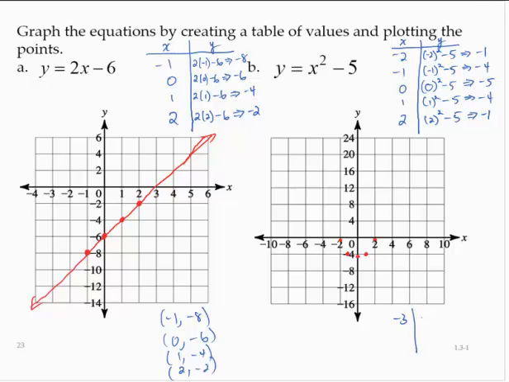If x was negative 3, we'd have negative 3 squared minus 5. That's 9 minus 5, which is 4. And if x is 3, we would have 3 squared minus 5. 9 minus 5 is again 4. So I also have negative 3, 4, and 3, 4. And so I see a pattern forming here, and this shape is actually called a parabola. And so we would have a shape that looks roughly like this.